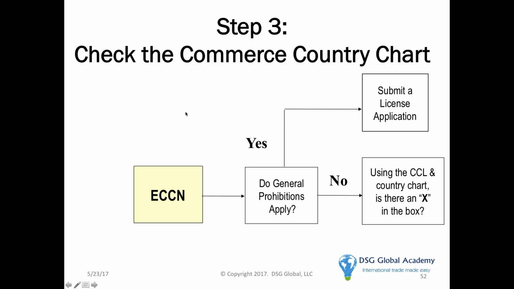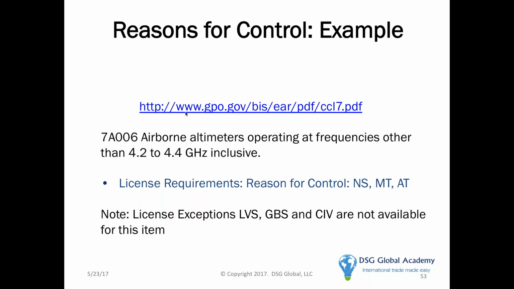Oh, okay. Step 3, check if there's an X in the box in the Commerce Country Chart. Now, let me tell you where to look for this information. Once you look for your ECCN number, let's say this is an airborne altimeter, this is on the Commerce Control List under Category 7, it's 7A006.